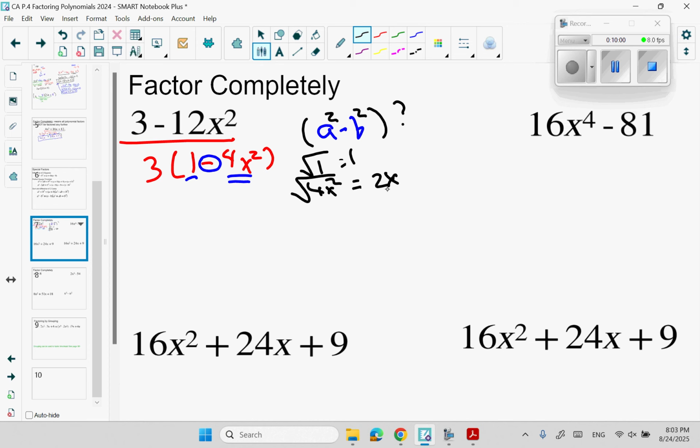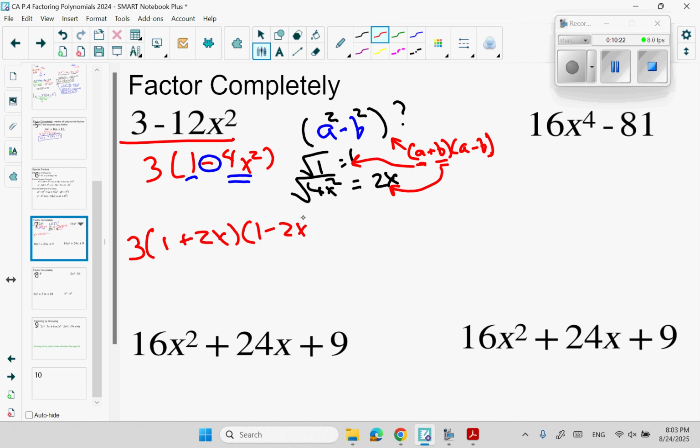So I know that this is a difference of squares problem that follows the pattern a plus b, a minus b, where a in this case would be 1, and b in this case would be this 2x. So I'm going to leave the 3 out front. We get 1 plus 2x and 1 minus 2x.